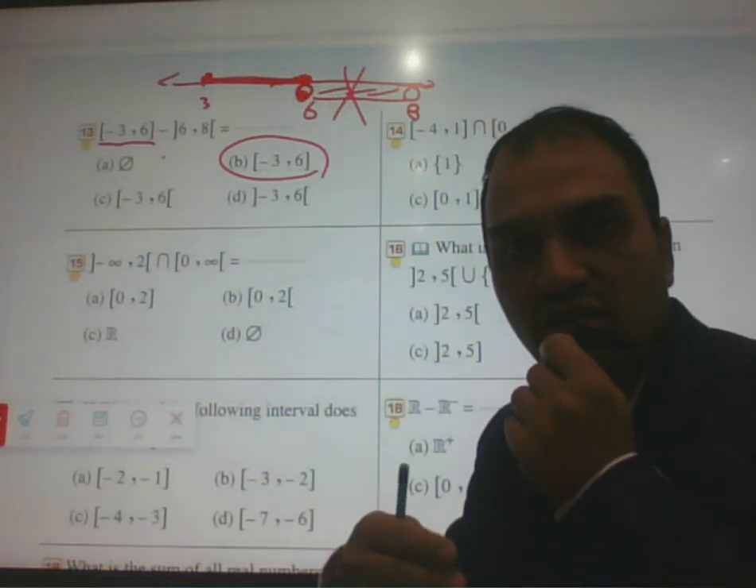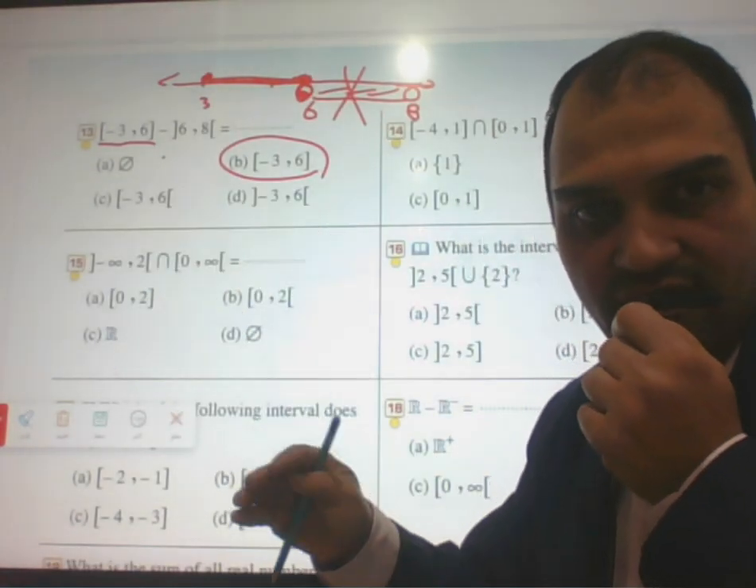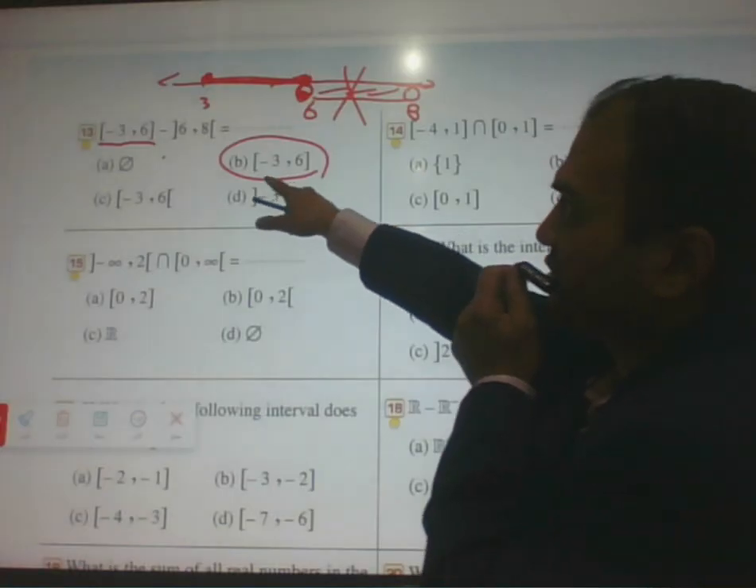6 opened here means after 6, after 6 to infinity. So we have 6 also in the example. Then the example here will be -3 and 6.